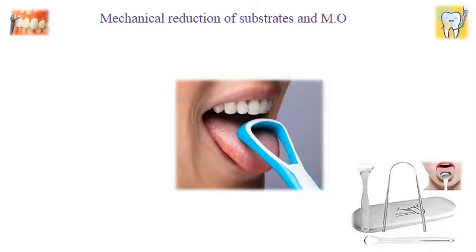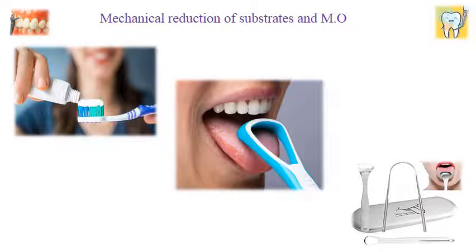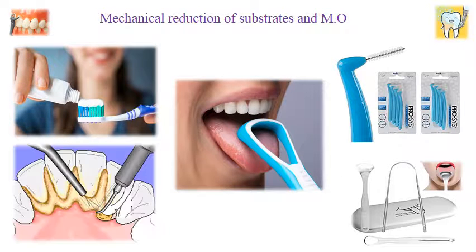Mechanical reduction of substrate and microorganisms. Mechanical reduction of intraoral microorganisms can be done by tongue cleaning, tooth brushing, interdental cleaning, or provisional periodontal therapy.